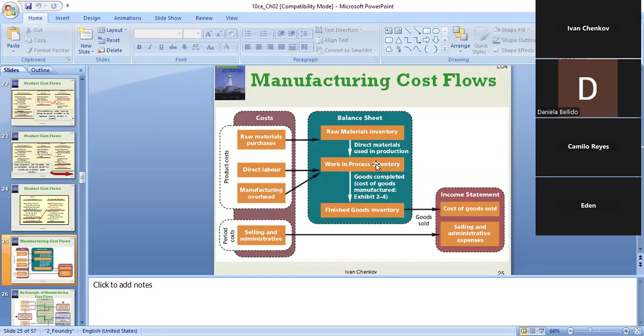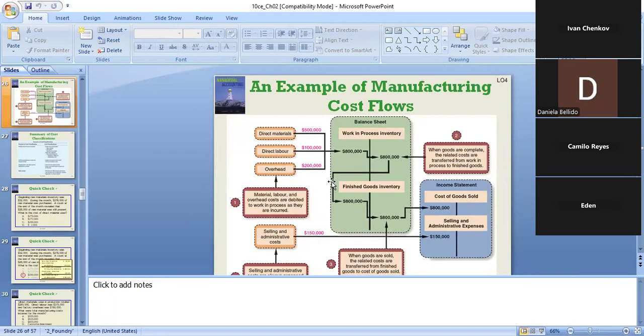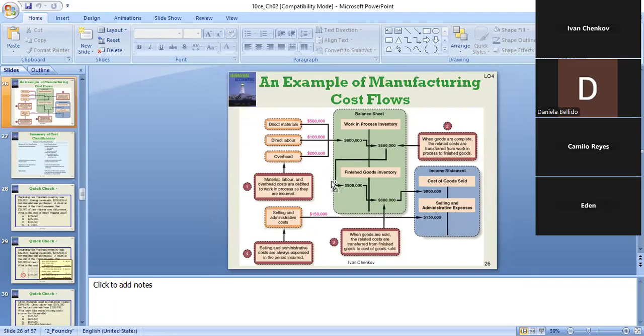Direct material in the work in process account is going to meet with direct labor and manufacturing overhead, which is our product cost. Once we have the product ready, it's going to become finished goods inventory. Once we sell that inventory, it becomes cost of goods sold, and at that point it is going to move to the income statement. So you see, at the end of the day, everything is going to go to the income statement, just the timing is different.